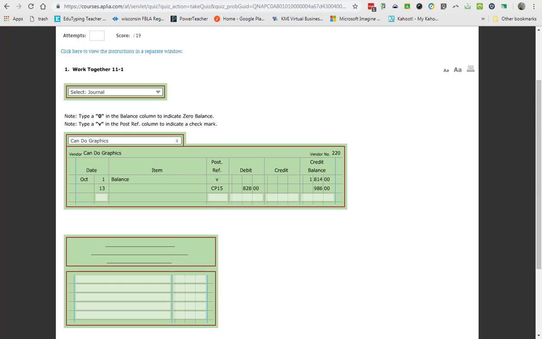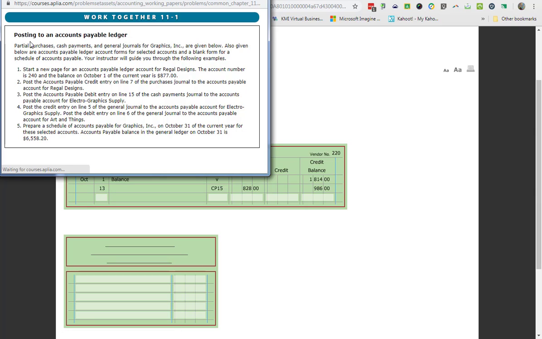So we're going to go ahead and view our instructions. We have our partial purchases, cash payments, and general journals for Graphics, Inc. given below. Also given below are the accounts payable ledger accounts for our selected accounts and a blank form for a schedule of accounts payable. Your instructor will guide you through the following example. Number 1, start a new page for accounts payable ledger account Regal Design. The account number is 240 and the balance on October 1st of the current year is 877.